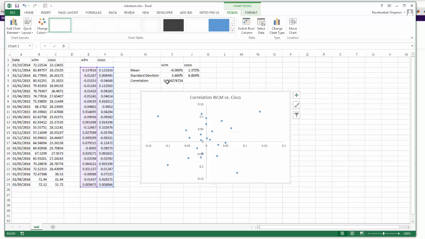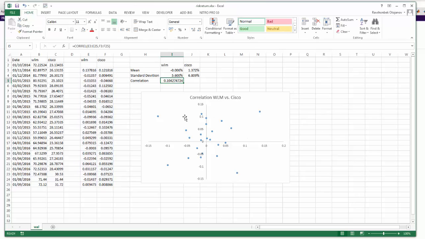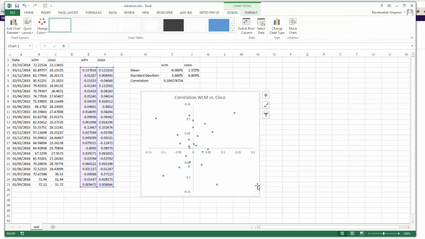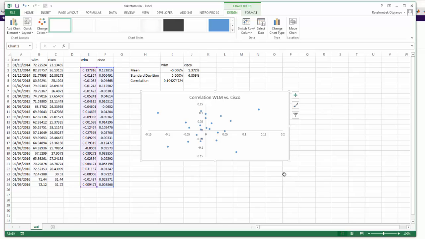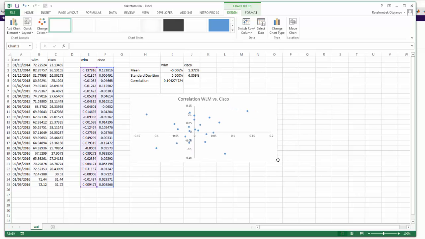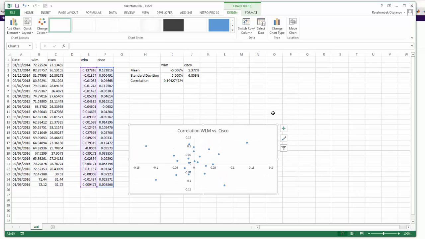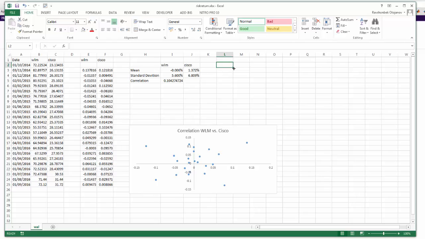So this is an indication that low correlation basically implies this sort of picture, this sort of correlation graph. That makes these two, when combined into a portfolio of shares, a very efficient portfolio. So we can try and see that now. Okay, let's create a portfolio.